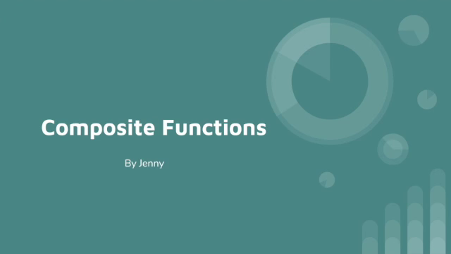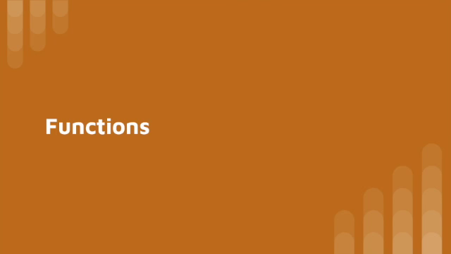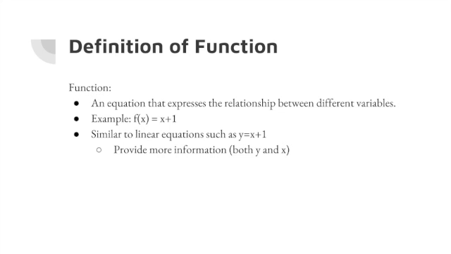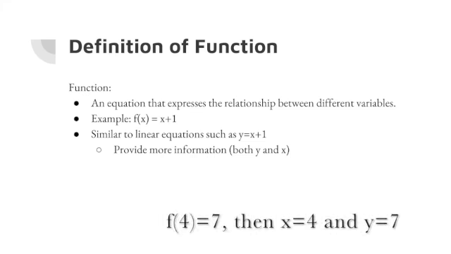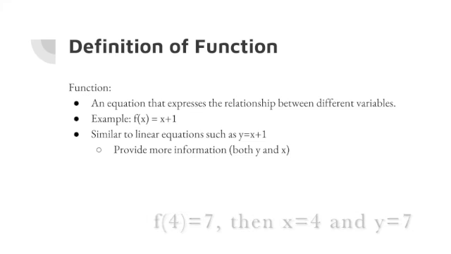I'll start with the definition of composite functions and functions in general. Functions are a way to express the relationship between different variables. It is inherently similar to the equations that we have learned in algebra, such as y equals x plus 1. Essentially, y is the same as f(x). However, when you plug a number in for a function such as f of x, the result will present you with more information about both the quantity of x and y.